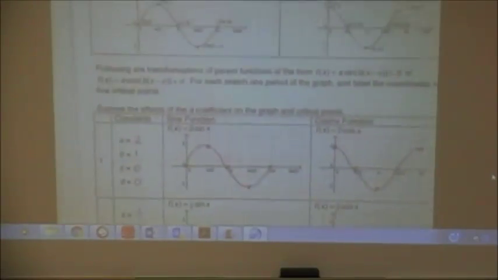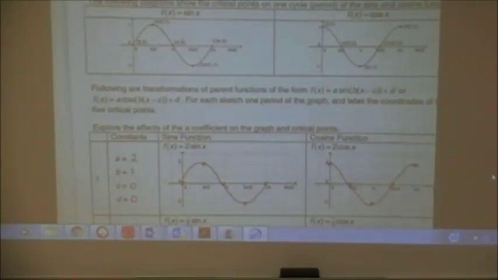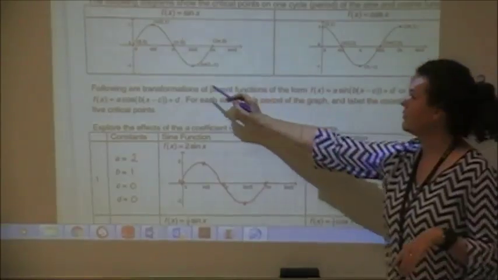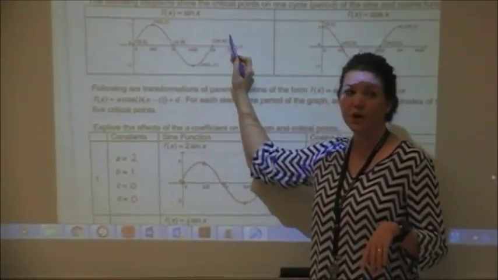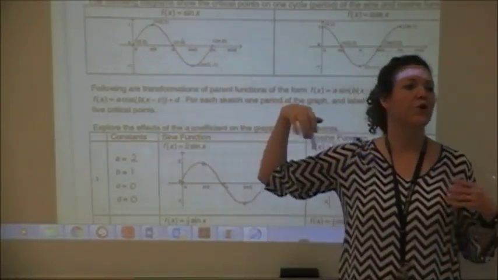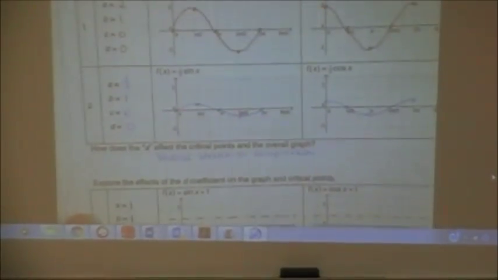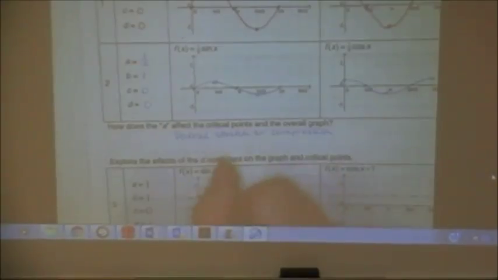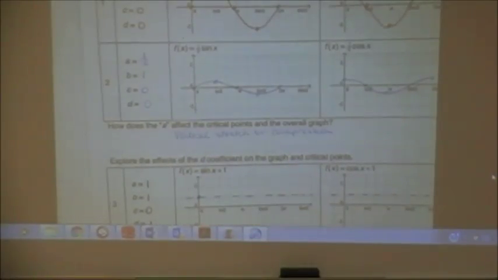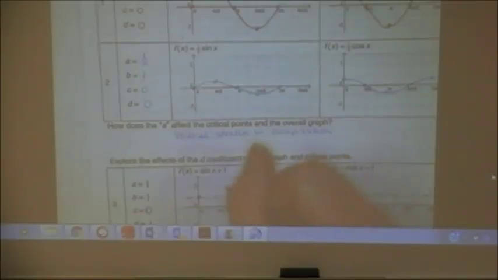Now, if you're using your critical points to graph, it is a vertical change only. So again, your horizontal values, or your X values, on your 5 critical points aren't going to change. Your Y values, you're adding 1. So my first point, instead of being 0, 0, is now going to be 0, 1. My second point, the pi over 2 doesn't change, but the Y value, I add 1. So instead of being 1, it's now 2.